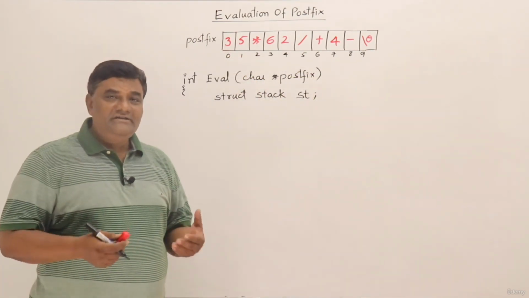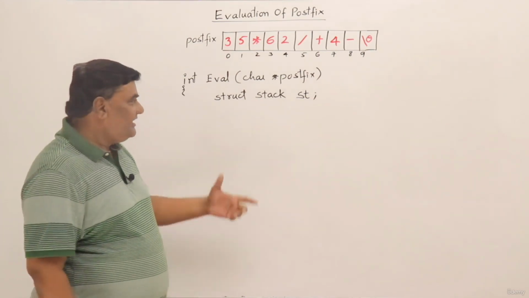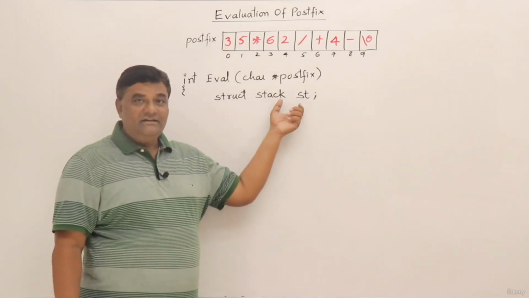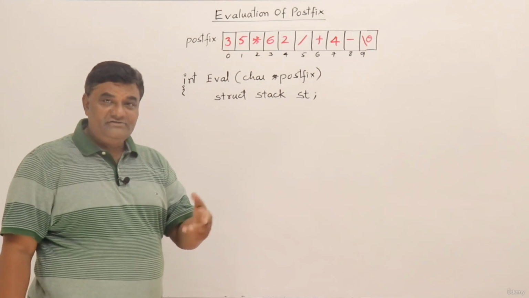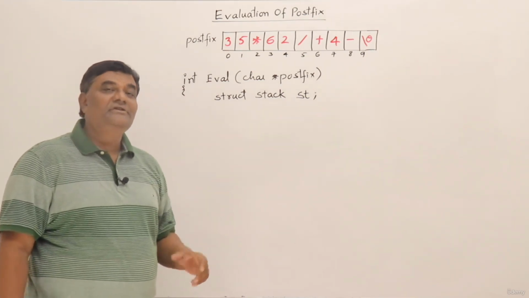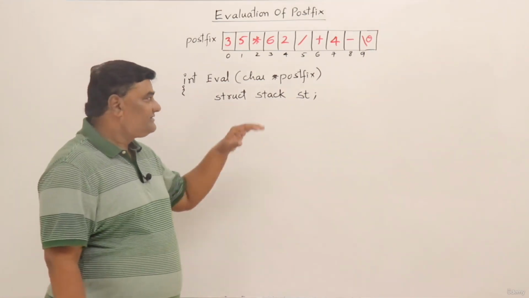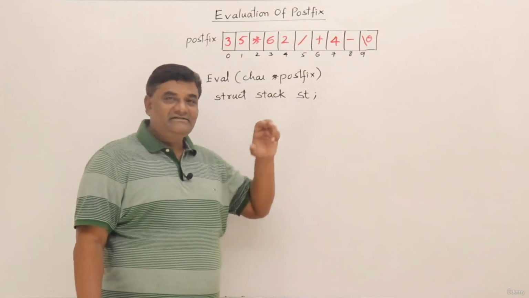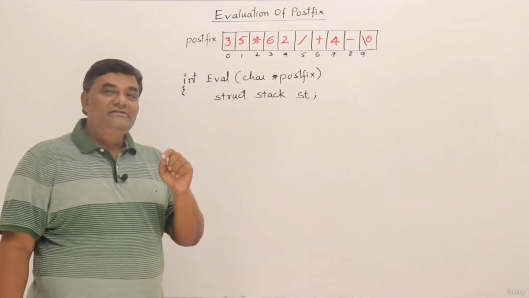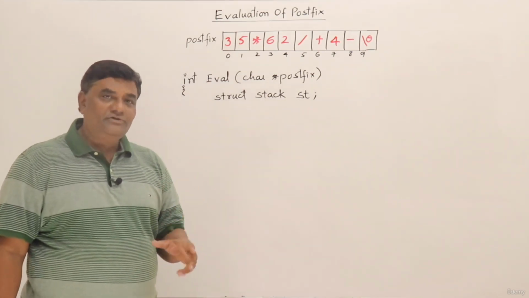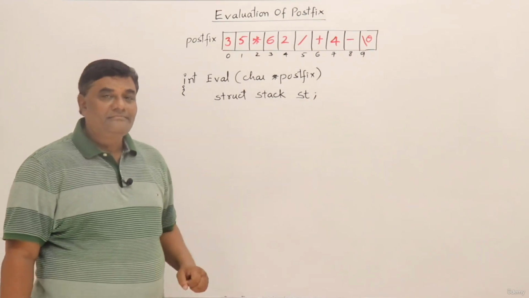Then we need a stack inside the function, so I have taken a stack here. This stack has to be initialized. In the previous programs also we have seen that we have to do that: set the size, create an array of some size, and initialize the top pointer to -1. Those 3 steps we have to write down.